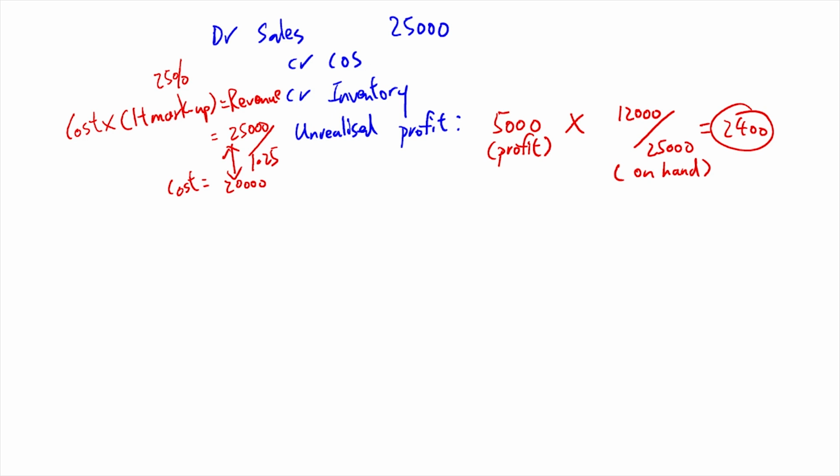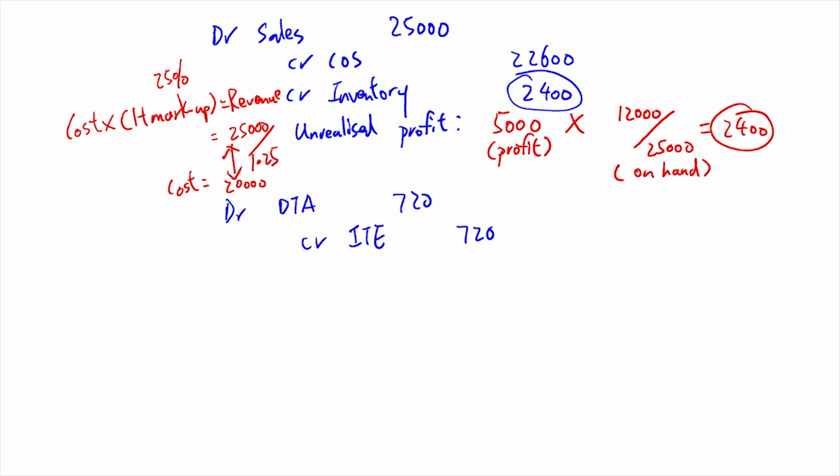Because now we'll know that the credit is going to be 2,400. And then we work backward and you'll find out that the cost of sales will be $22,600. So the key for any sales of current year of inventory is to work out the unrealized profit. That will be the credit entry. After that, we also got the deferred tax as well. We're going to use 2,400 multiplied by 30%, and you will see that DTA would be 720.